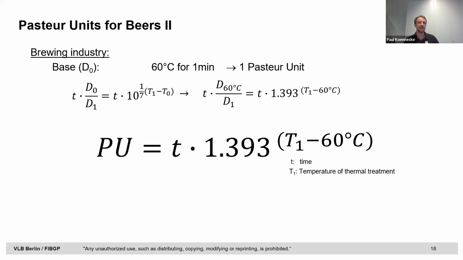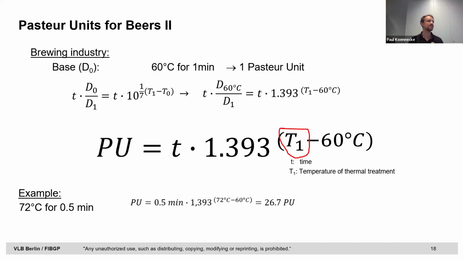So we know that under 60 degrees, we don't count Pasteur units, and we say, okay, our killing is not effective enough for really saying that we can reduce the initial germ count by the amount we want to have. But when we come to those 60 degrees, we say, okay, we can now do this. So, for example, say this is the temperature of the thermal treatment, and this is 62 degrees, we in the end get 1.393 potenced by 3. And this leads to, as example, when we have a temperature of 72 degrees for 0.5 minutes, and we hold this temperature for half a minute, we get 26.7 pasteurizing units.